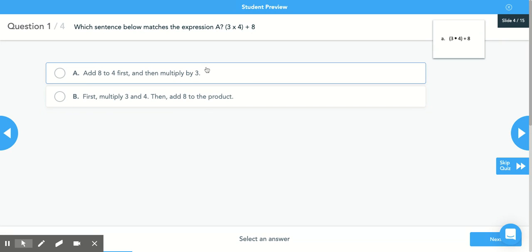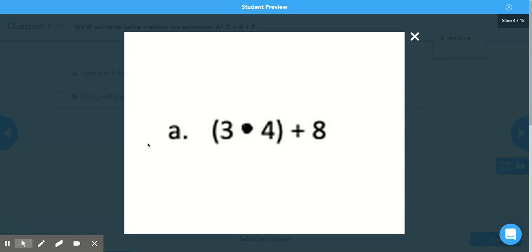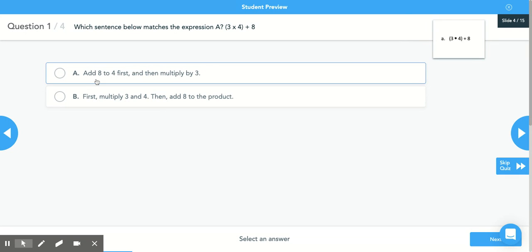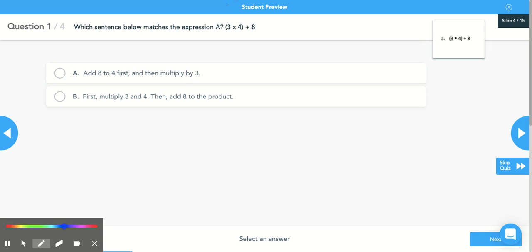So we need to read which statement matches the expression. Just to clarify, the dot in the parentheses here is another symbol for multiplication. So when I'm looking at these two sentences, it says add 8 to 4 first. However, I know that I'm not adding 8 to 4 first because the 8 plus 4 is not in parentheses. So I'm going to go down to the next sentence to make sure this one is correct.